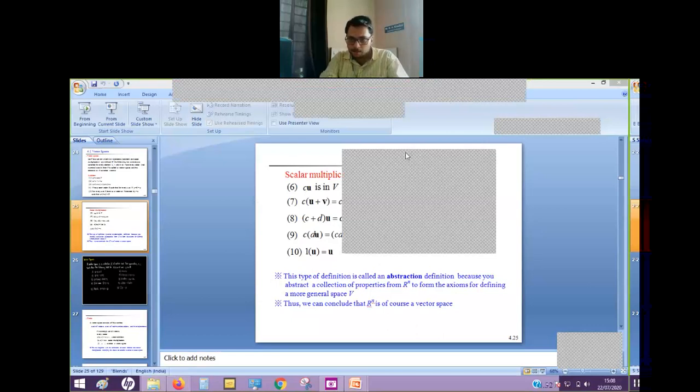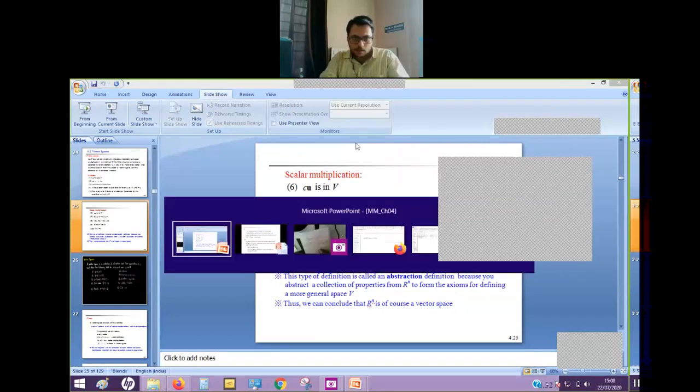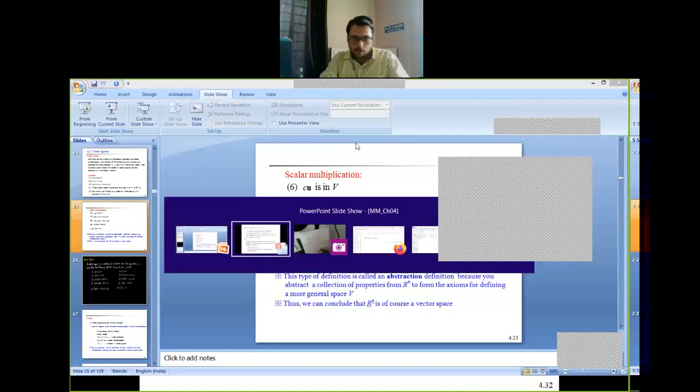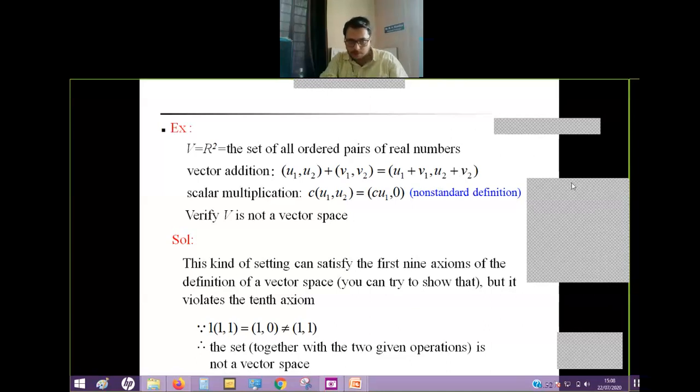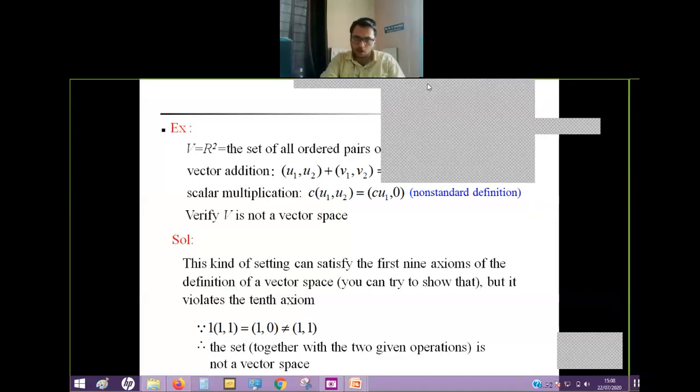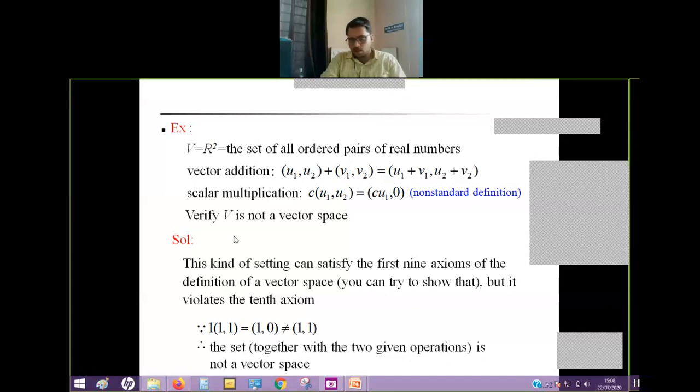Now where is the question? So this is your question. Please verify whether V is a vector space or not. Obviously the solution is given by them, and since time is running, I'll let you read that solution. If you are having any doubt, please let me know. So understand the solution by yourself here.